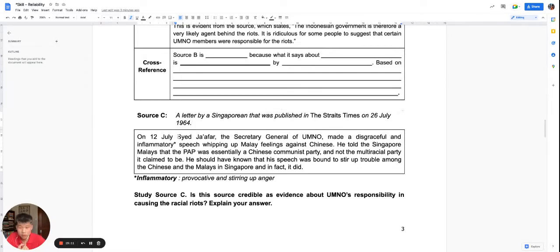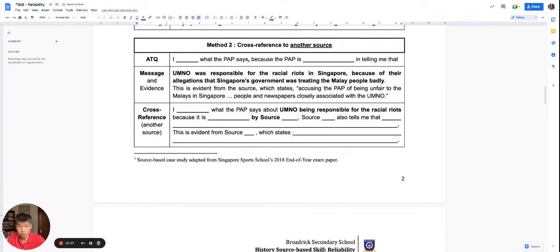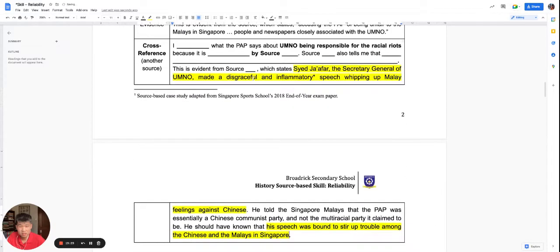The Secretary General of UMNO made an inflammatory speech. This seems to be the key evidence. His speech was bound to stir up trouble. So these seem to be key evidences. Let's move them to our box here, Source C.